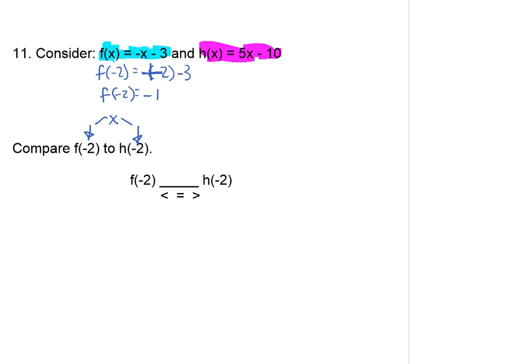Let's try h of x. H of negative 2 equals 5 times negative 2 minus 10. 5 times negative 2 is negative 10 minus 10 is negative 20. So h of negative 2 equals negative 20. We now have both of our values. So let's compare f of negative 2, which is negative 1, to h of negative 2, which is negative 20. Negative 1 is going to be greater than negative 20. So that means that f of negative 2 is greater than h of negative 2.